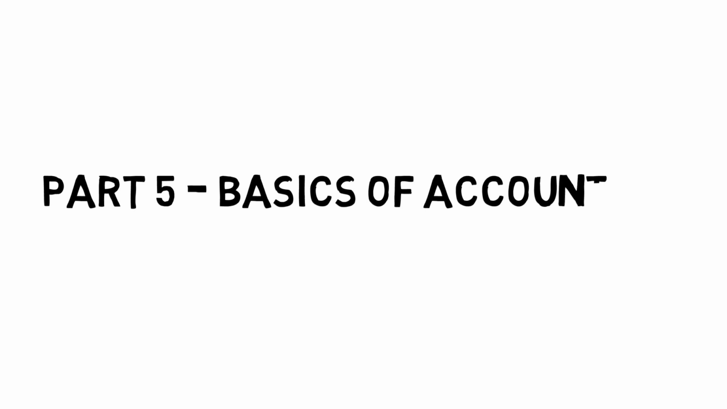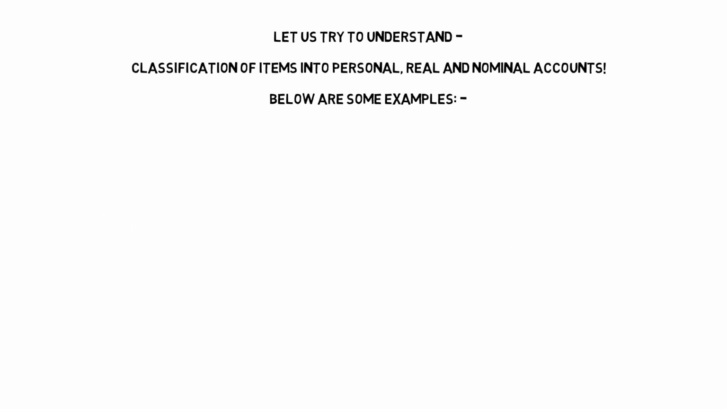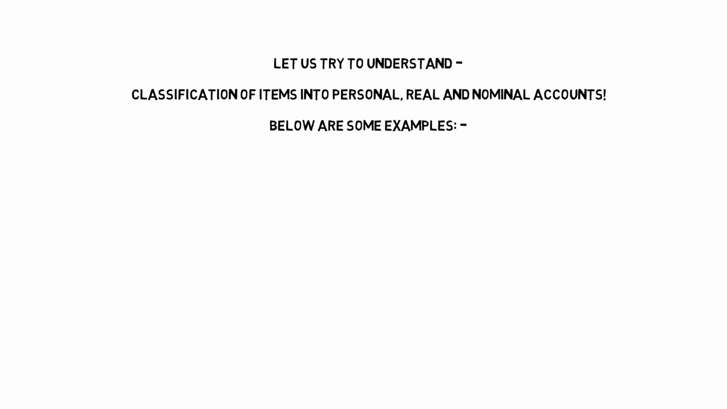In today's video, we are going to be looking at part 5, basics of accounting. So let us start today's video by trying to understand what are the various classification of items that you can do towards personal account, real accounts and nominal accounts. So I have a few examples here that you can look at. There are around 11 examples that we can pay attention to understand what each of these accounts are.